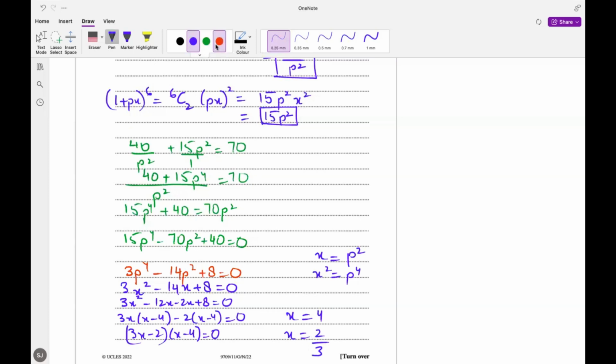Now, as the expression was x equals to p squared, using the first value of x, which is 4, this will be 4 is equals to p squared. Taking the square root of 4, we'll get p equals to plus minus 2.